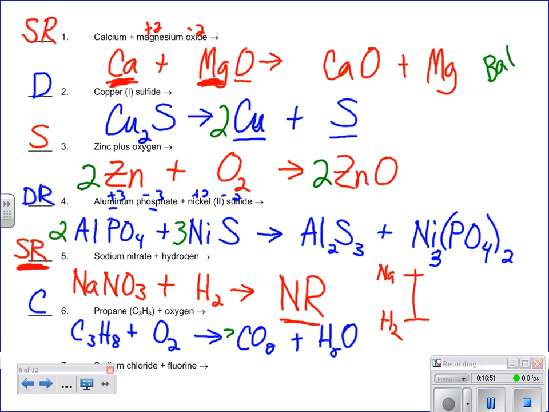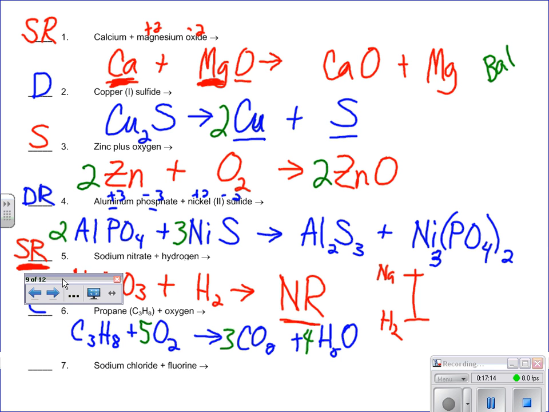I've got 3 carbons, so I put a 3 there. I've got 8 hydrogens, so I put a 4 there. When I add this up, I've got 6 oxygens here, 4 here, which gives me a total of 10 oxygens. So 5. Not too bad. That wasn't as tricky as what we saw yesterday.